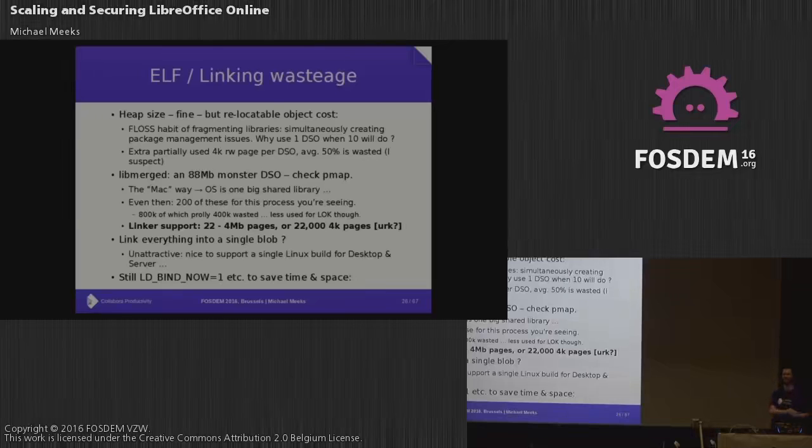Maybe there is some kernel hacker, glibc person that has crept in here today that is going to fix this problem for me and make everything more efficient. Of course, we could link everything into a single blob, which at least helps reduce quite a lot of these wasted, fragmented library things.